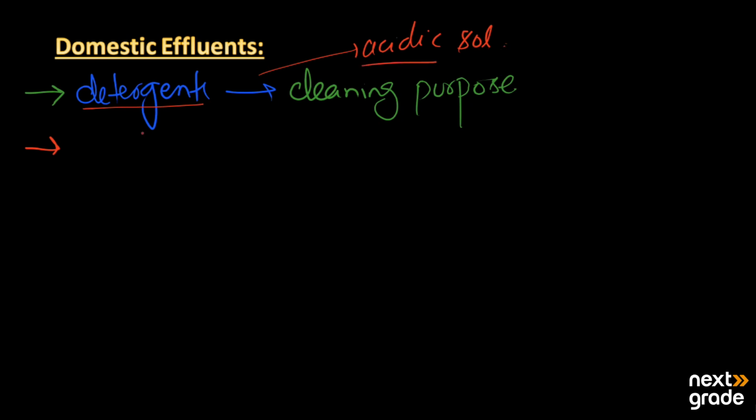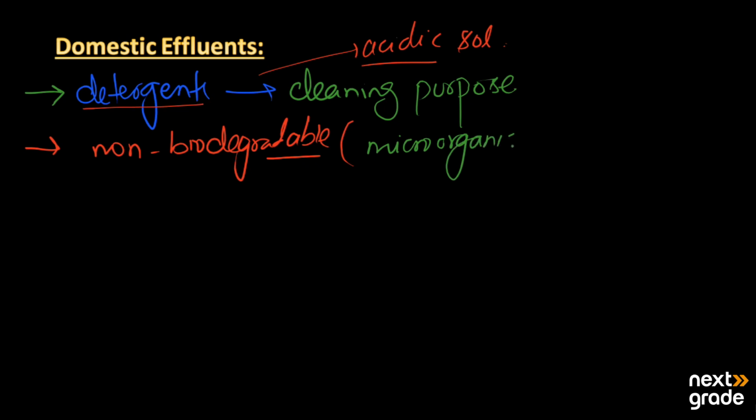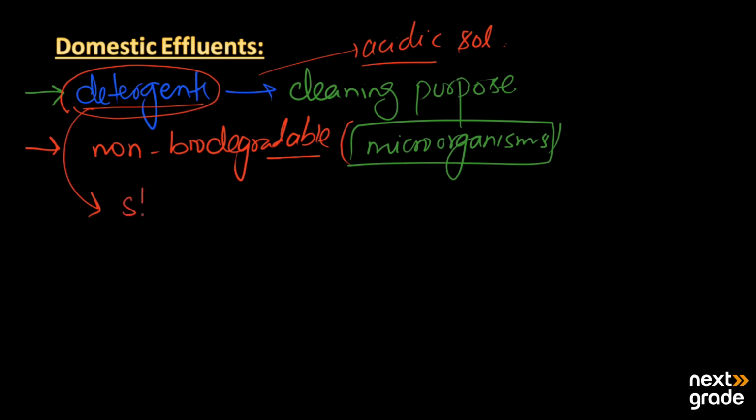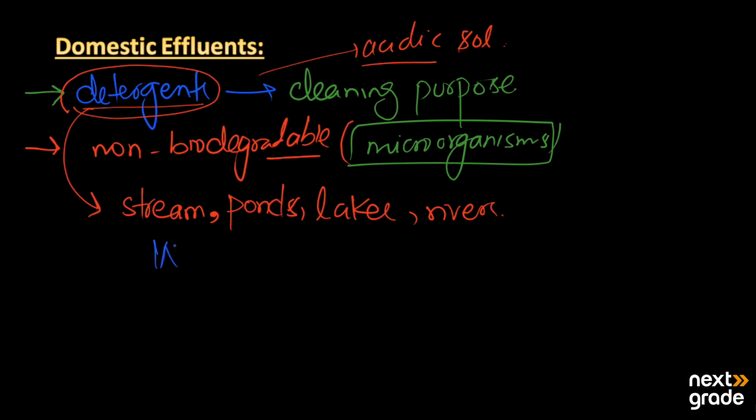But they have a major disadvantage over soaps, as these detergents have some non-biodegradable particles that cannot be decomposed by microorganisms like bacteria. So, when households discharge these detergents, they go to the streams, ponds, lakes, and rivers. In turn, it causes water pollution.